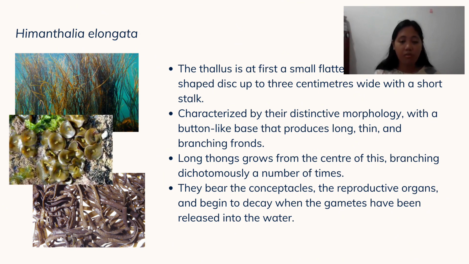In the autumn or winter, its long thongs grow from the center, branching dichotomously a couple of times. They grow fast and can reach up to 2 meters by the following summer when they become mature. They bear the conceptacles, the reproductive organs, and they begin to decay when the gametes have been released into the water.